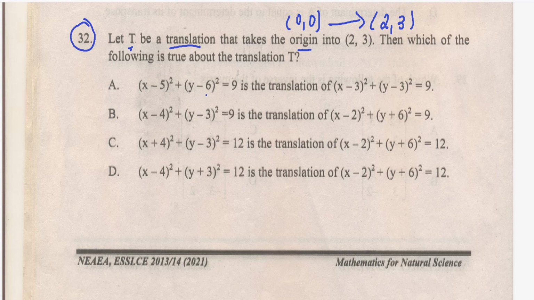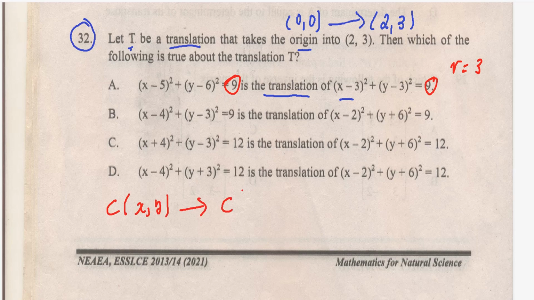Choice A says (x - 5) squared plus (y - 6) squared equals 9 is the translation of the circle (x - 3) squared plus (y - 3) squared equals 9. The length of the radius is not changed, so the radius is 3. The center (x, y) will be translated into C prime (x + 2, y + 3).